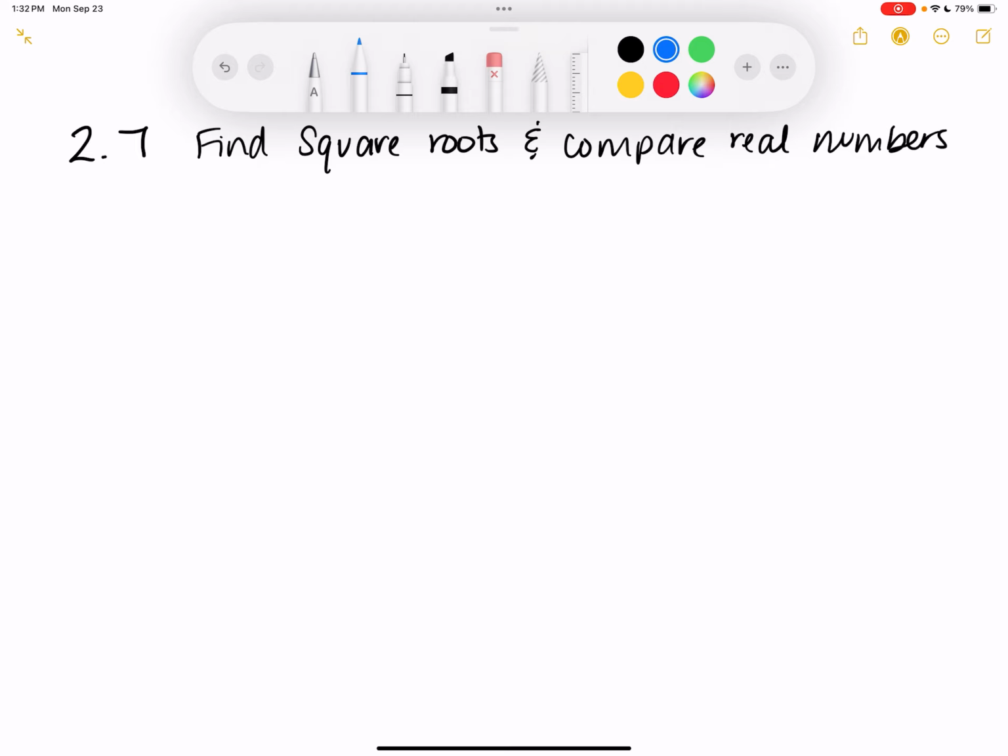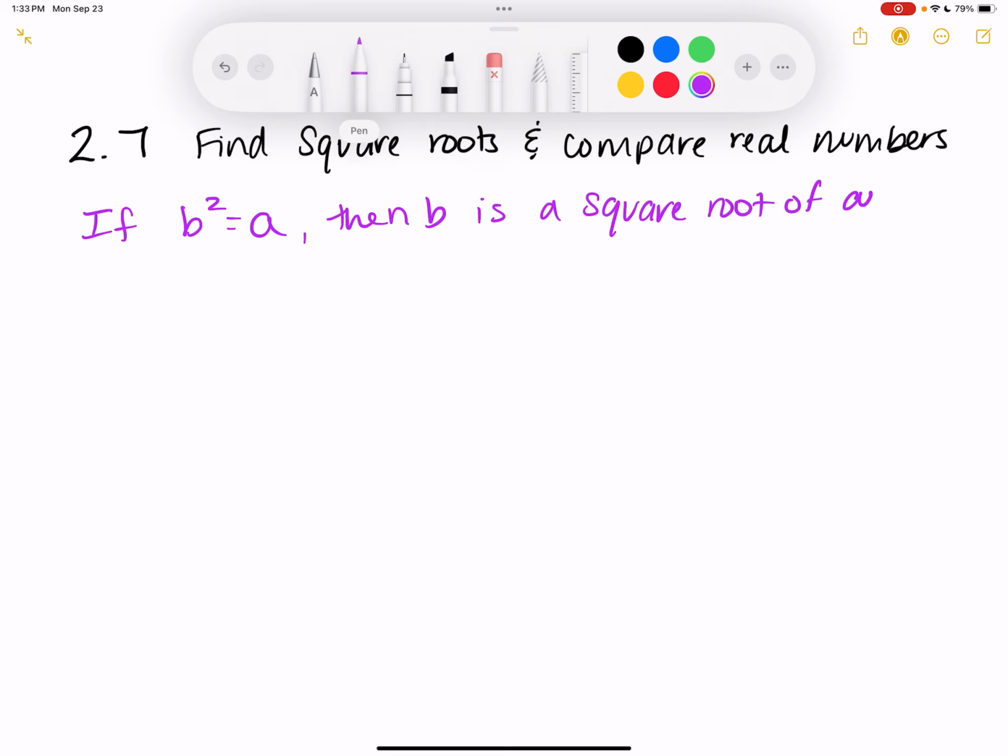So, if b squared is equal to a, then b is a square root of a. Another notation that you'll see would be b is equal to the square root of a, like that.